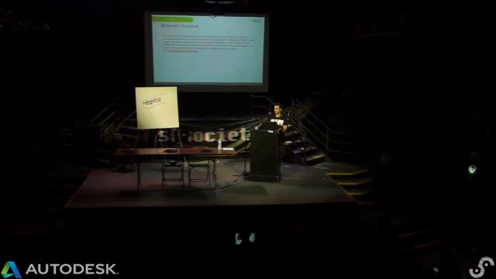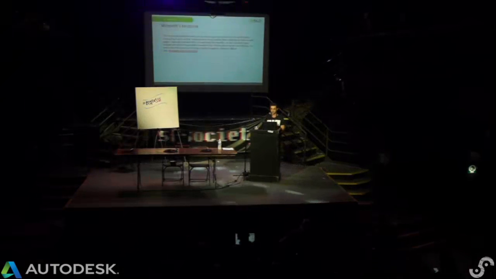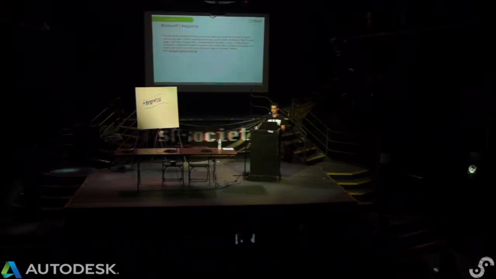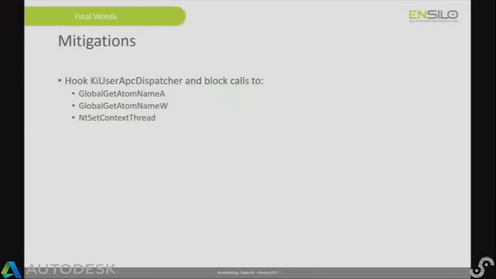As for Microsoft's response to this, basically the response is that they're not really interested in post-exploitation techniques. Well, we all know that compromise is inevitable, and we do have to deal with post-exploitation techniques. So the best course of action would be for third-party security vendors to hook KiUserApcDispatcher and just block calls to GlobalGetAtomName and NtSetContextThread, which nobody should be calling in the first place. So this will never generate any false positives. And this should block any implementation of AtomBombing, because this is the core of it, and there's really no way around this.